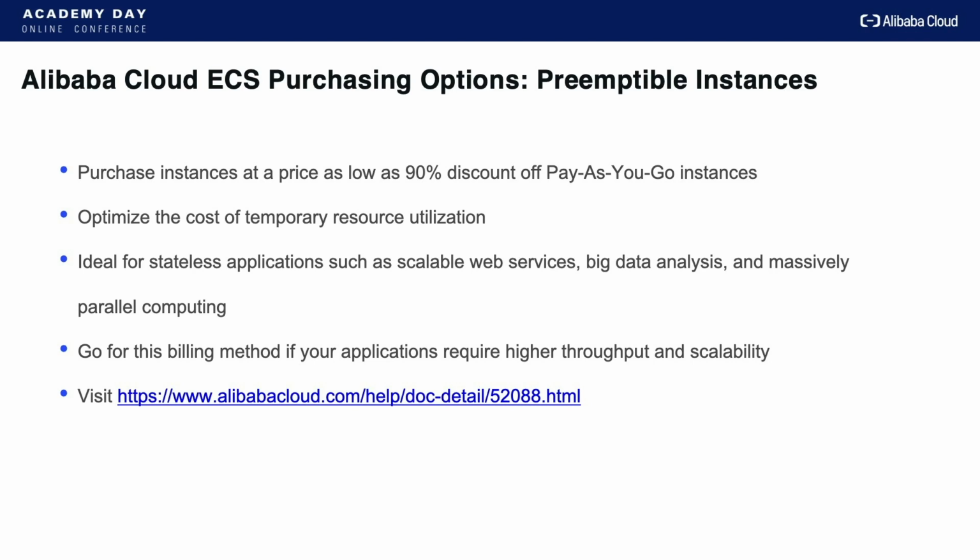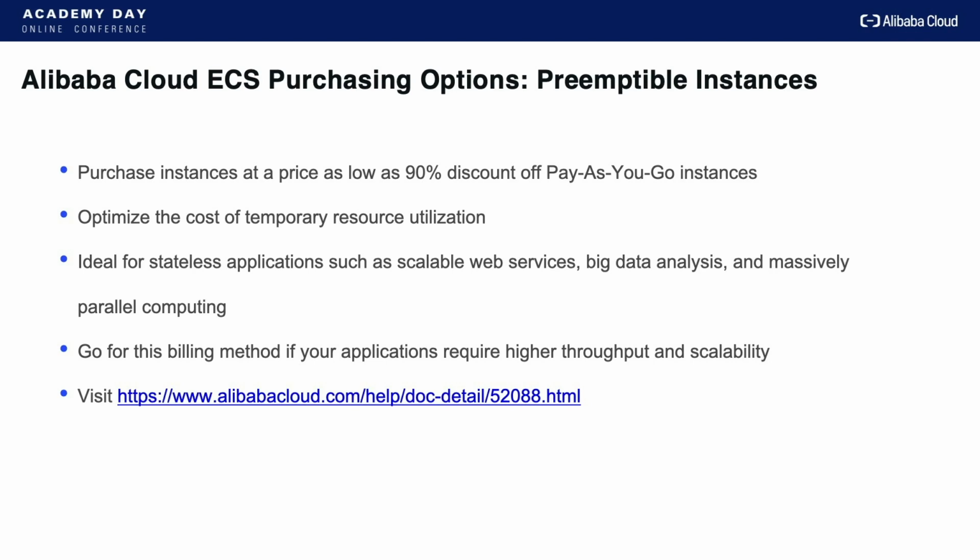If your bid is higher than or equal to the current market price, your instance is created and billed based on the current market price. After a preemptible instance is created, it can be used in the same way as a pay-as-you-go instance. But if the market price exceeds your bid, or if the instance type stock is insufficient, your preemptible instance will be released. And once again, you can visit the link provided on the slide to learn more about this type of purchasing option.